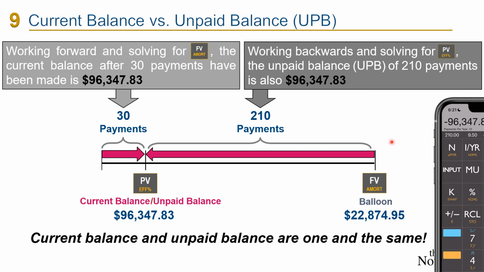But if you measure this way and you're looking at the remaining payments and coming back to today, then you're solving for PV. I hope that helped you to understand why sometimes you're solving for FV and sometimes PV, and it's the same number.